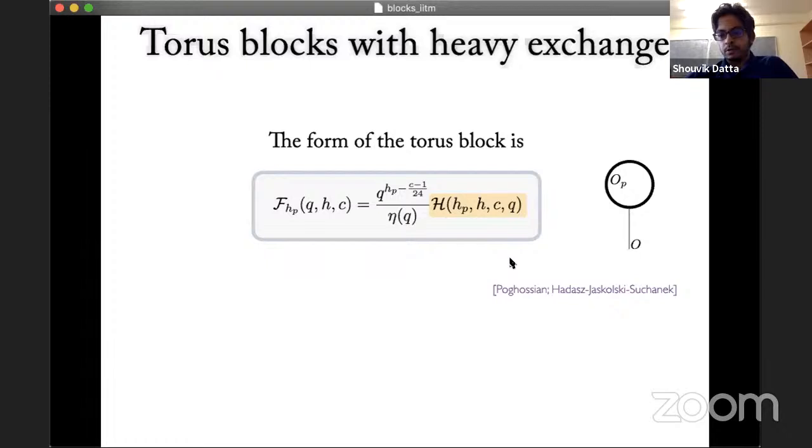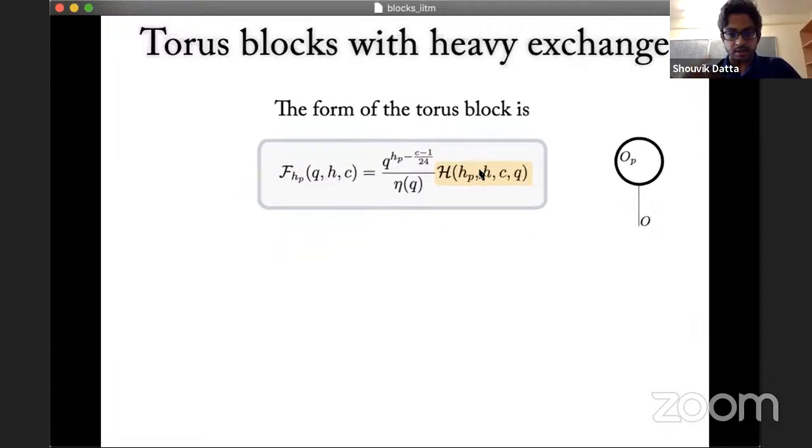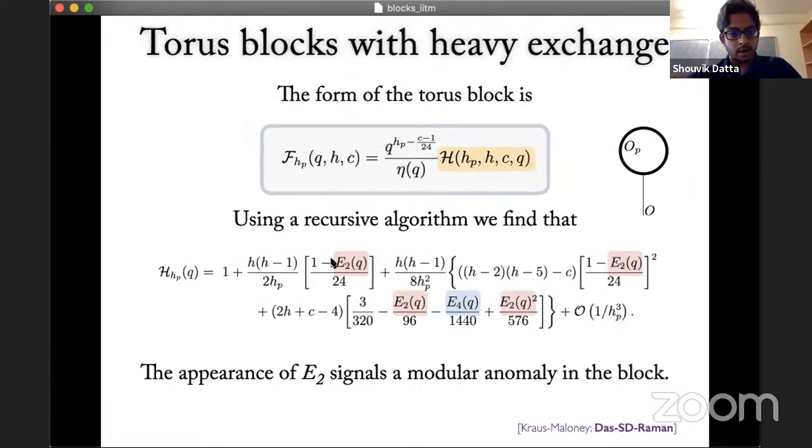Similar to the 4-point block, there is a prefactor which is known in closed form, but there is a part which is not known in closed form and which can be determined recursively; there have been algorithms by these authors. One can evaluate this, once again in the 1/h_p expansion. Just like the 4-point conformal block, for the torus block too, each order in this 1/h_p expansion can be expressed in terms of polynomials of the Eisenstein series.